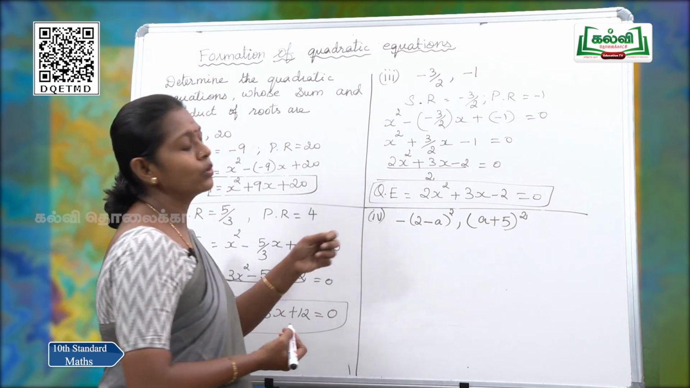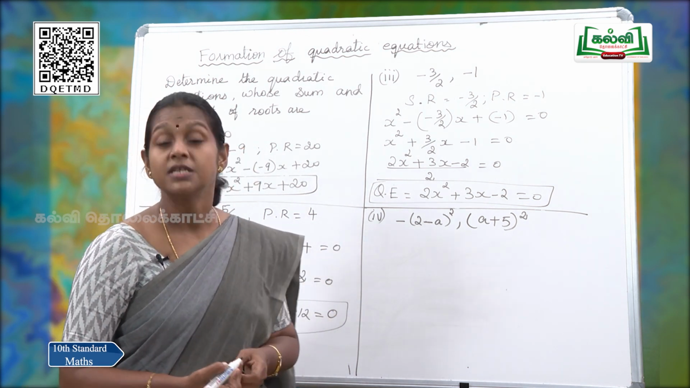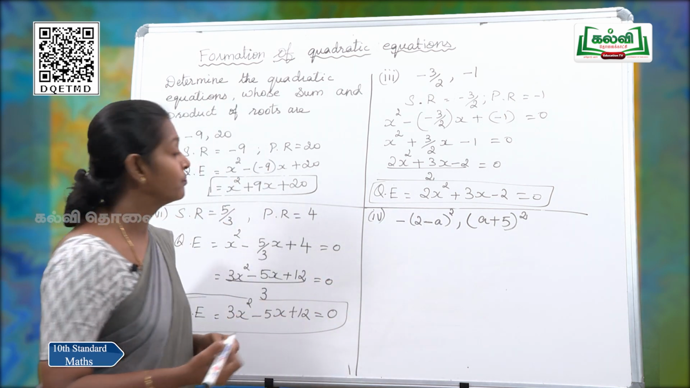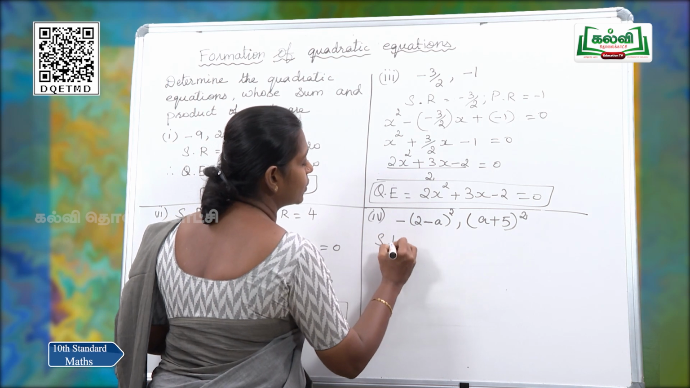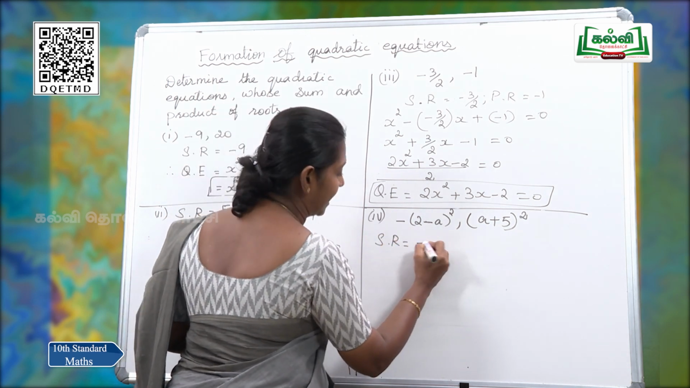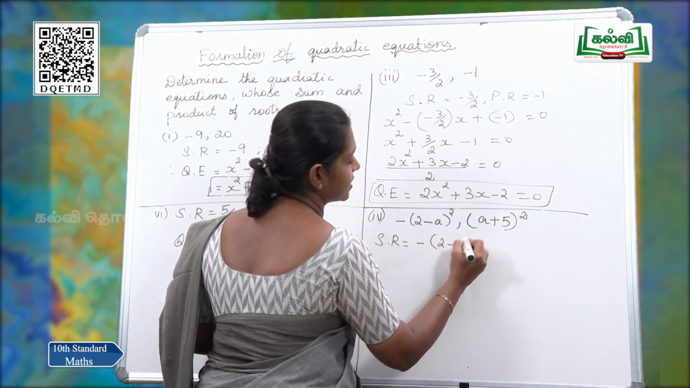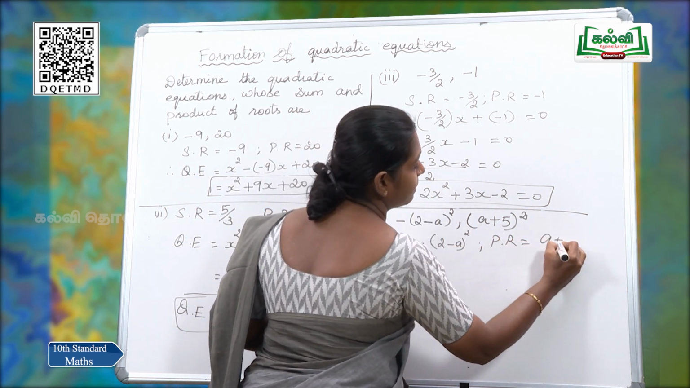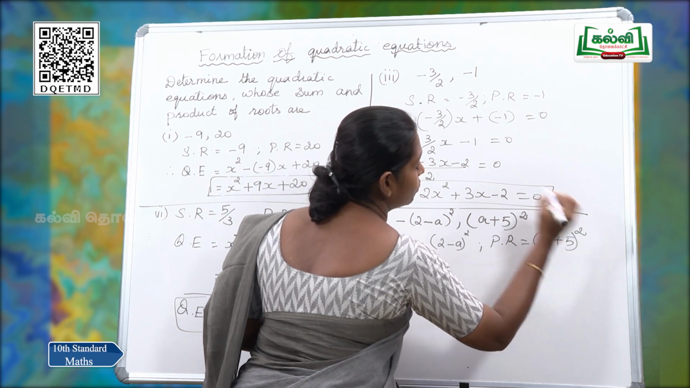Now, see the fourth question, it is totally different. Some alphabetical letters are also involved in the question. So, we are going to solve it now. Listen. What is the sum of the roots here? Minus of 2 minus a whole squared. What is the product of the roots here? A plus 5 whole squared.